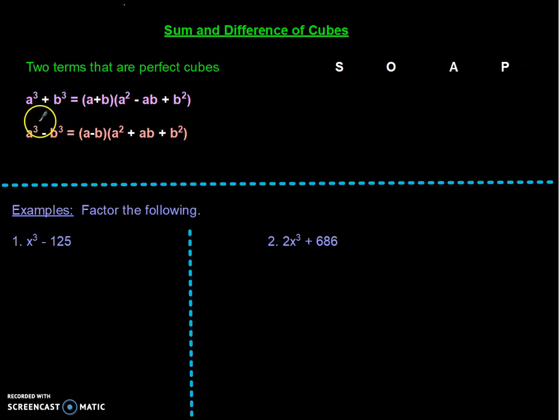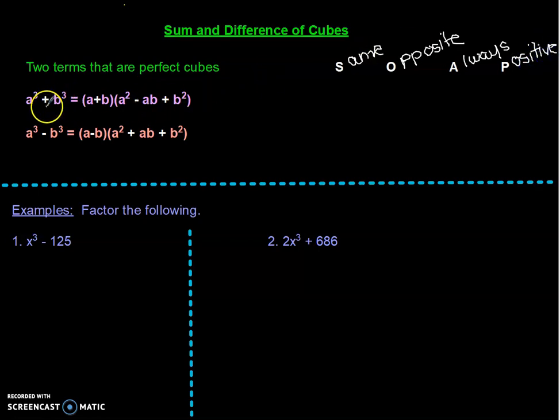So notice for the sum and the difference of cubes, the factored form is pretty much the same, they have the same terms: a, b, a squared, ab, b squared. The only difference is in white, and to remember that, you just need to remember SOAP, which just means same, opposite, always positive.